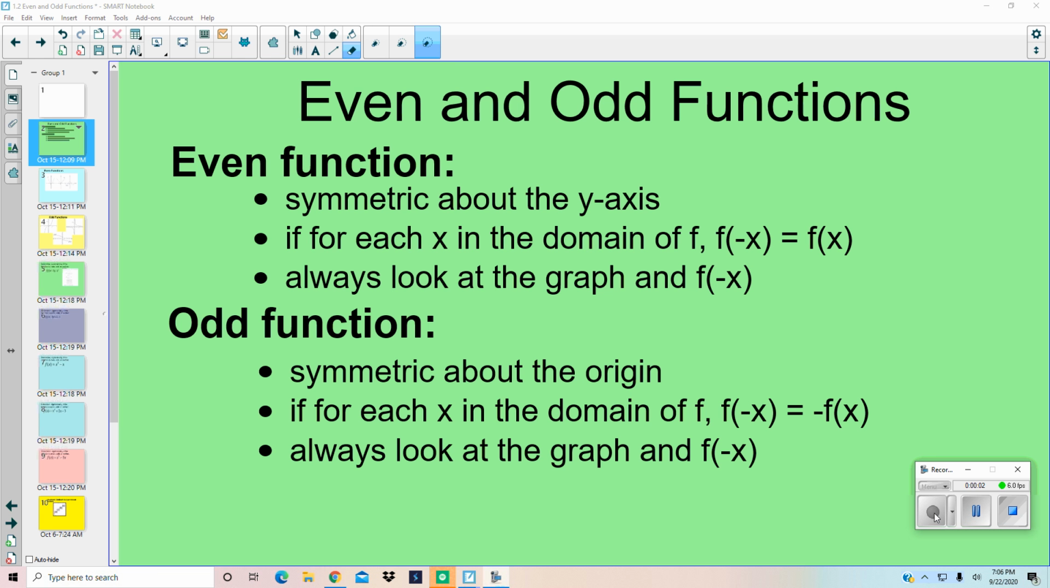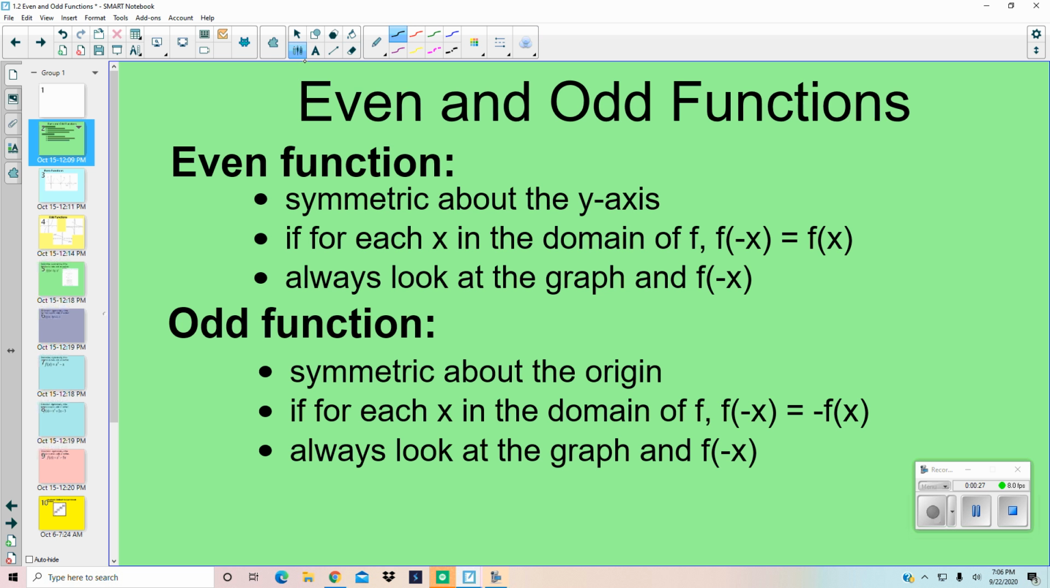All right, folks, today we're talking about even and odd functions. Even and odd functions have to do with the symmetry of the function. If it's even, it's going to be symmetric about the y-axis. If it's odd, it's going to be symmetric about the origin. If you have an even function, then f of negative x is going to equal f of x. Okay, let me just show you what I mean.